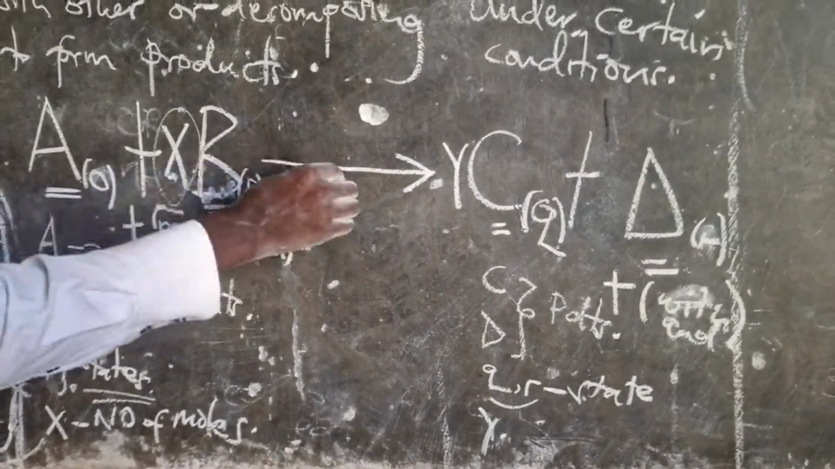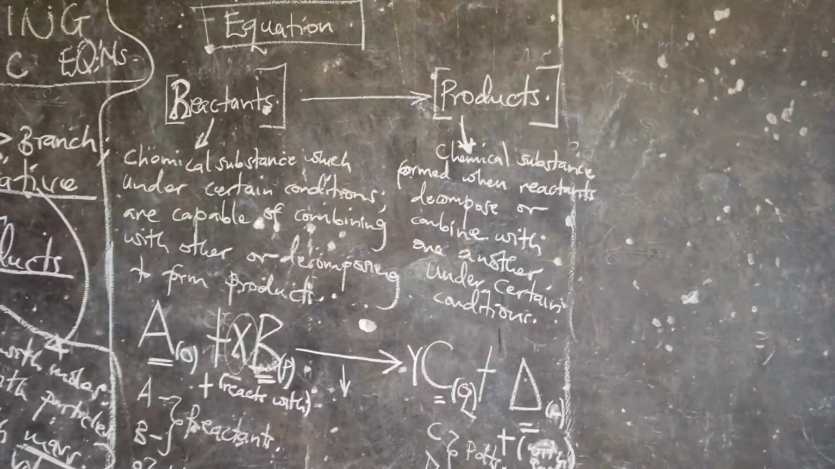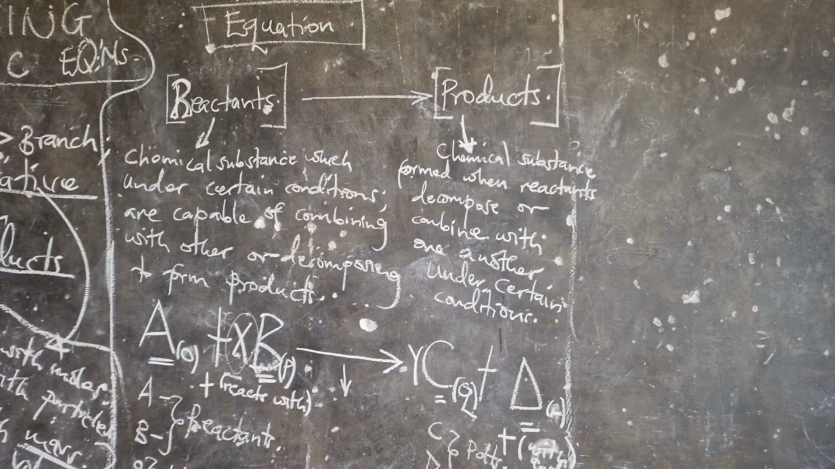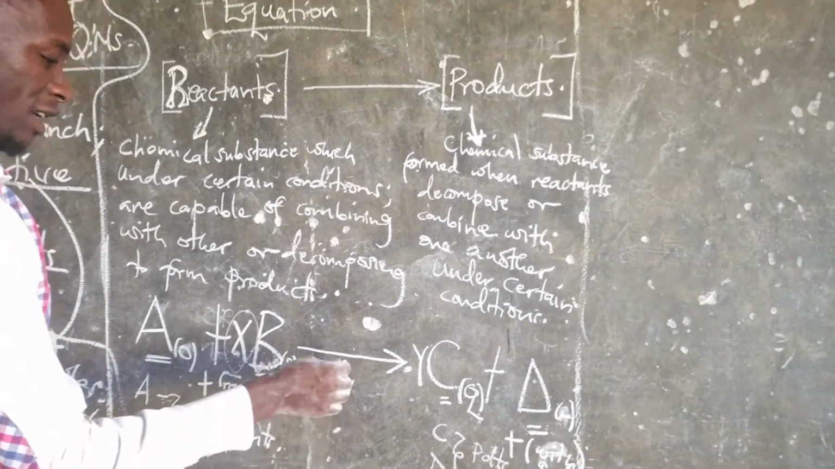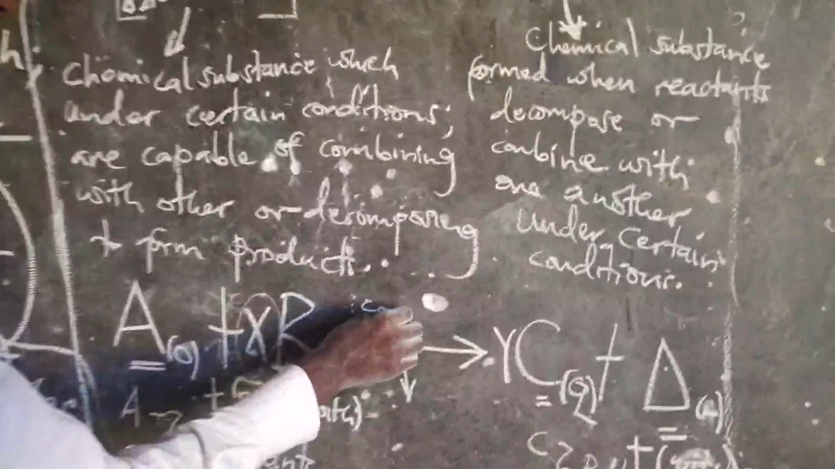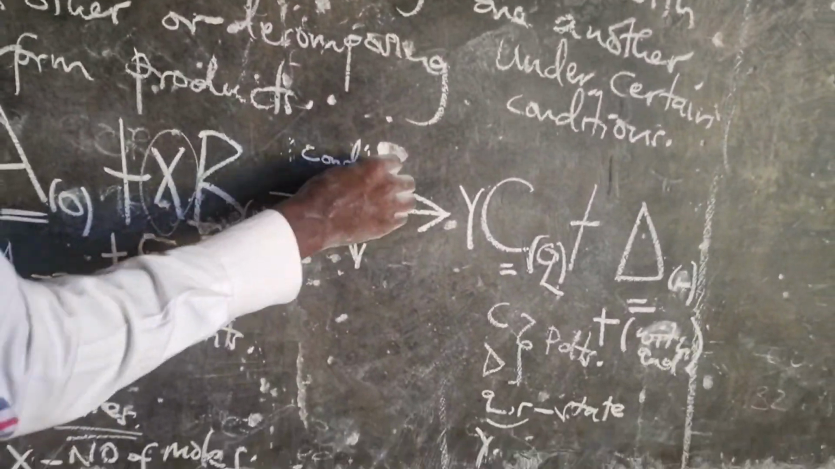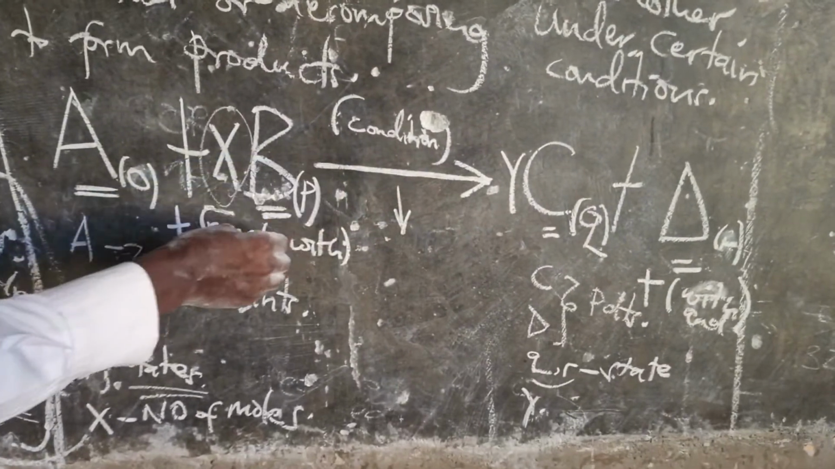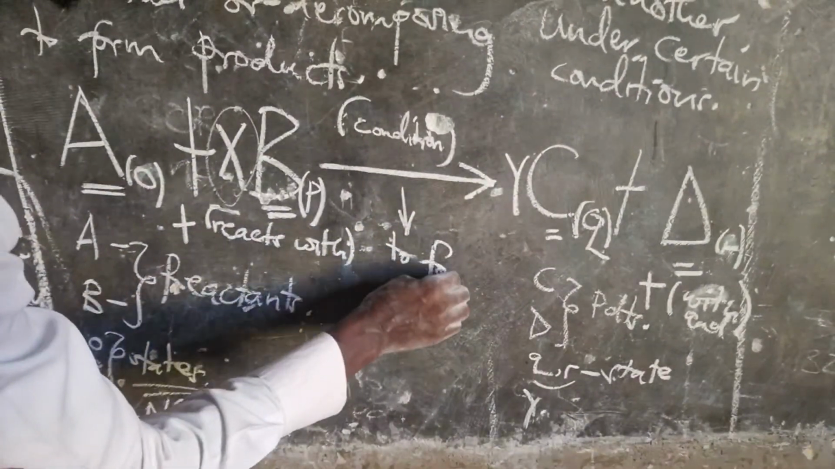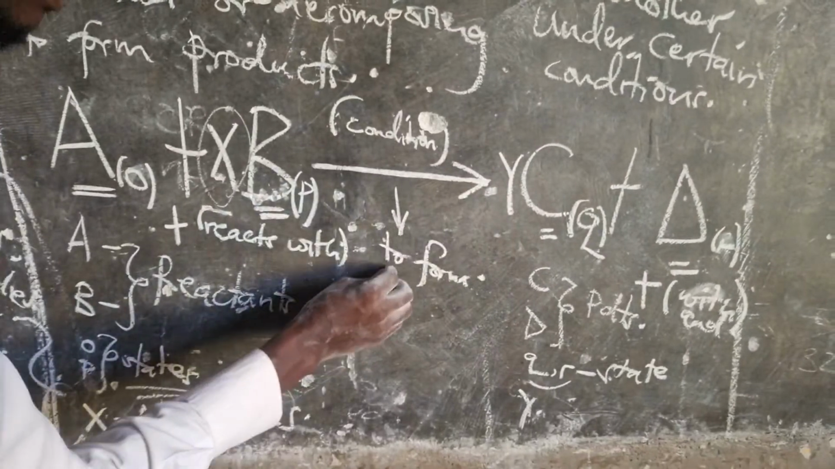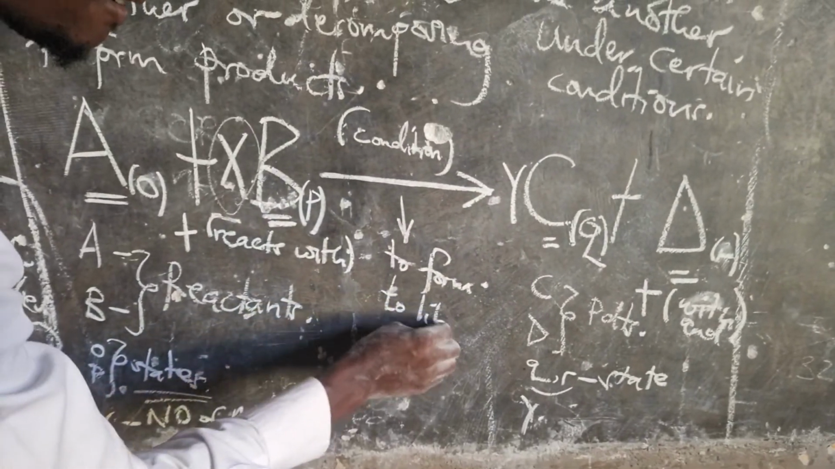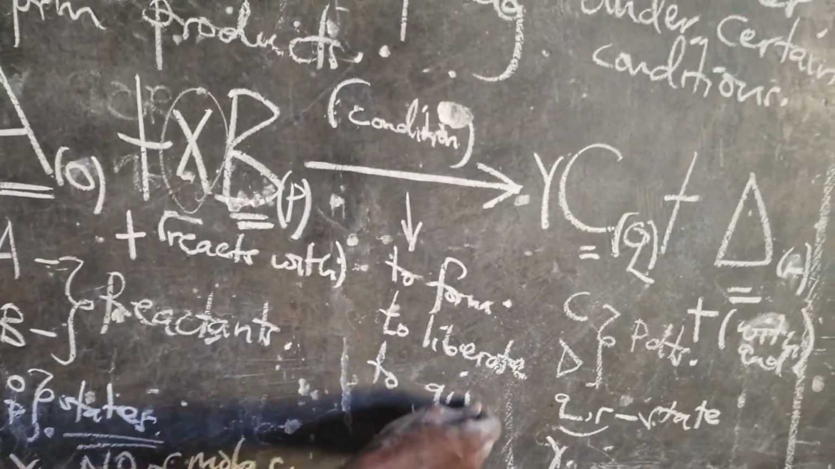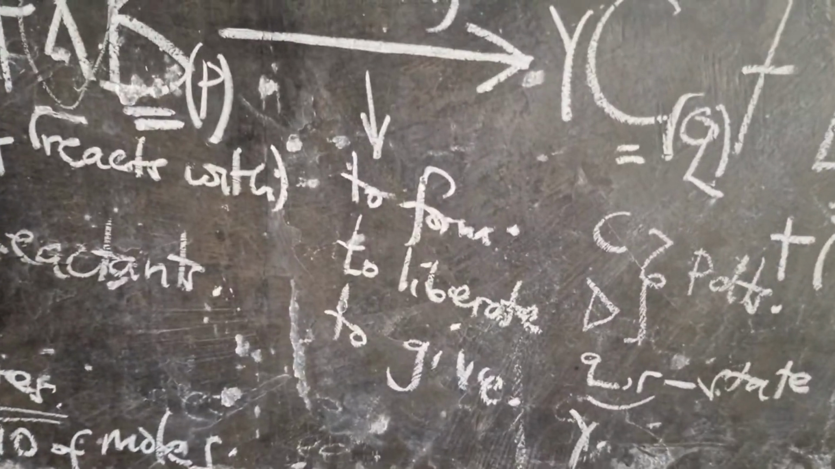Then the arrow will always represent the following. The condition for the reaction will always be put here, but the arrow will always mean to form, to liberate, to give. This is what the arrow will always mean.